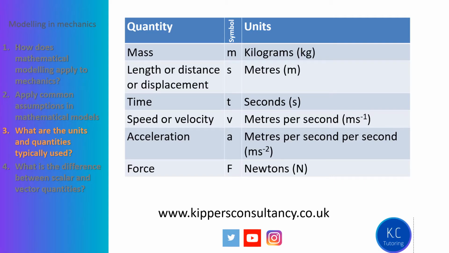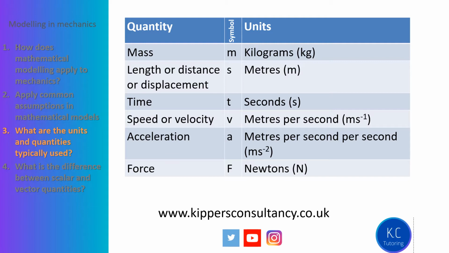Let's now look at what units and quantities are typically used. First quantity is mass, measured in kilograms, and it's given the symbol m. Length, a distance or a displacement, is given the symbol s and is measured in meters. Time is given the symbol t and is measured in seconds. Speed or a velocity is given the symbol v and that's measured in meters per second.